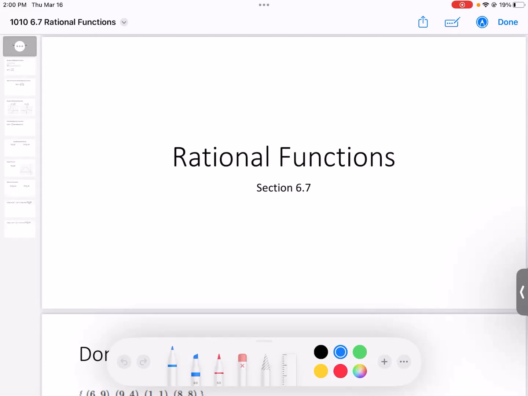Class, everybody. So we're going to do section 6.7 today. I'm also available to answer any questions from the last section, because I know that one was kind of challenging with the word problems. So if you need any help with that, let me know.